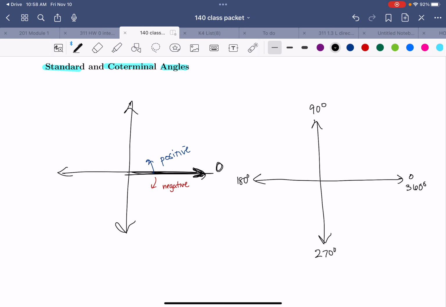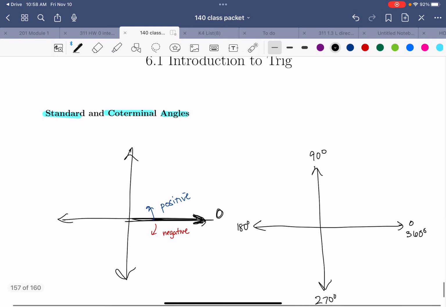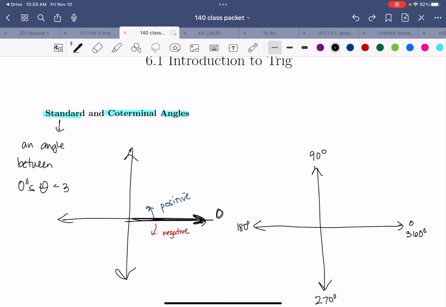So if you choose an angle that is less than 360 and greater than or equal to 0, that is a standard angle. So a standard angle is an angle between 0 degrees less than or equal to theta, where theta is the angle, less than 360. Once you go to 360, now you're outside the standard angle, because 360 and 0 are exactly the same angle.